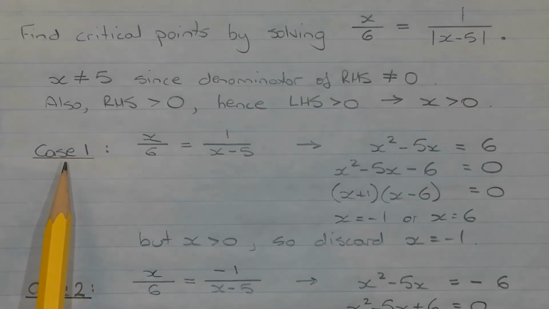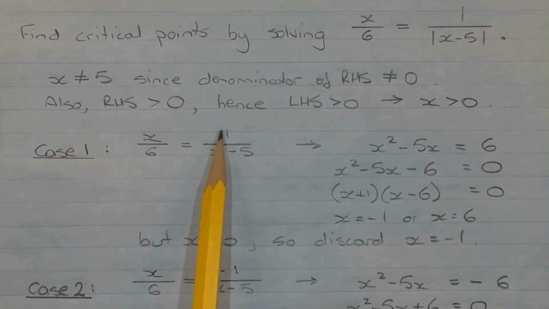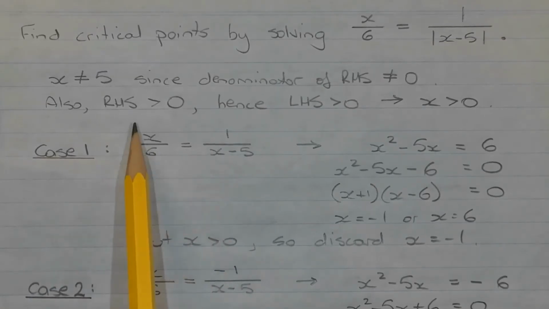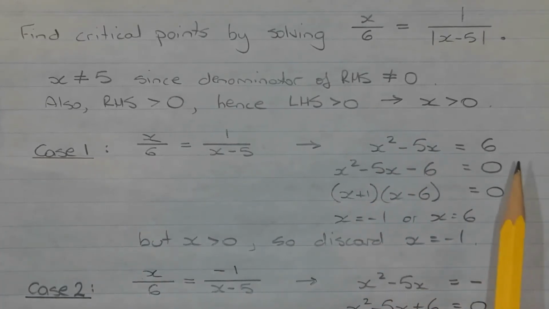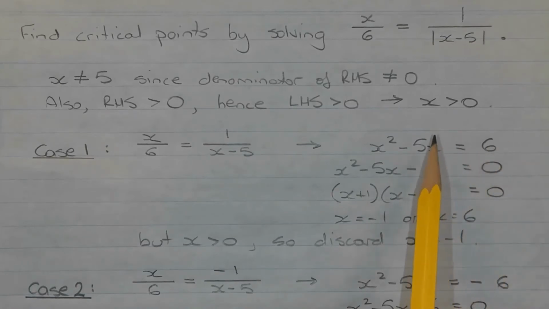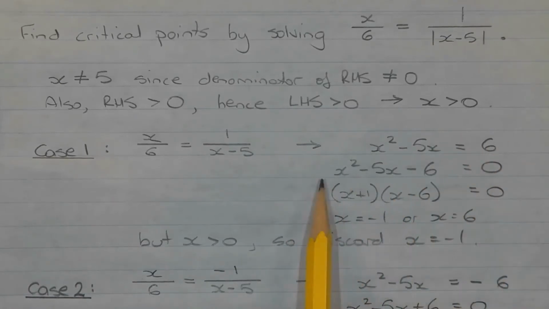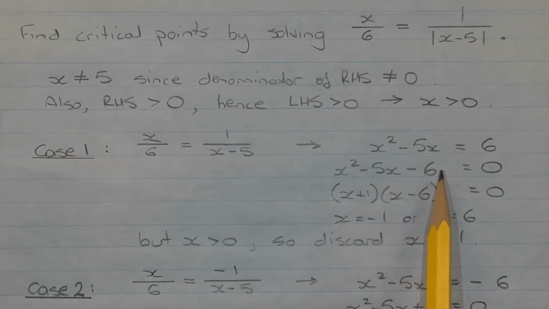Let's consider the positive case, case 1. x over 6 equals 1 over x minus 5. By cross multiplication, we can form the equation x squared minus 5x equals 6. Moving the 6 over from the right-hand side to the left-hand side will form a monic quadratic equation: x squared minus 5x minus 6 equals 0. That factorizes to (x plus 1)(x minus 6) equals 0. By the null factor theorem, we have x equals negative 1 or x equals 6. But we stated earlier that x has to be positive, so we'll discard x equals negative 1.